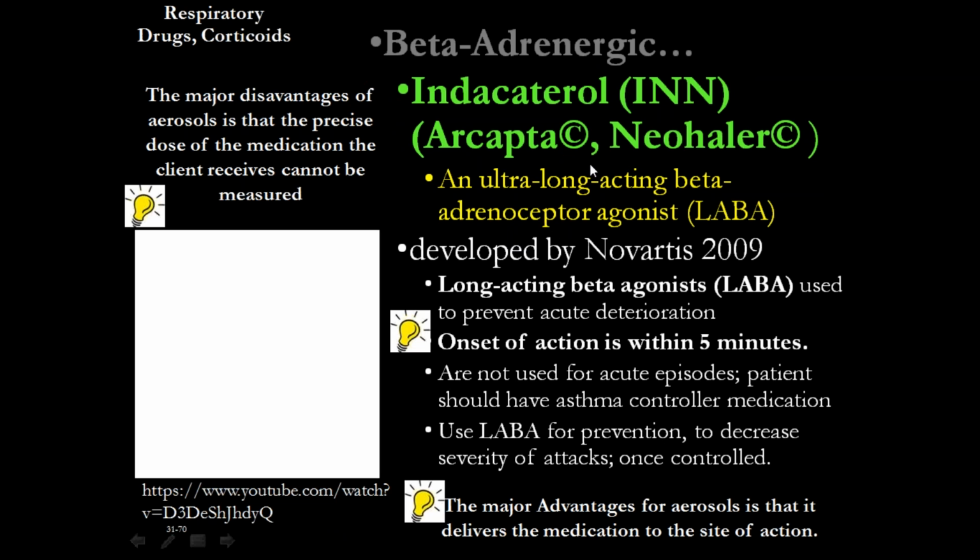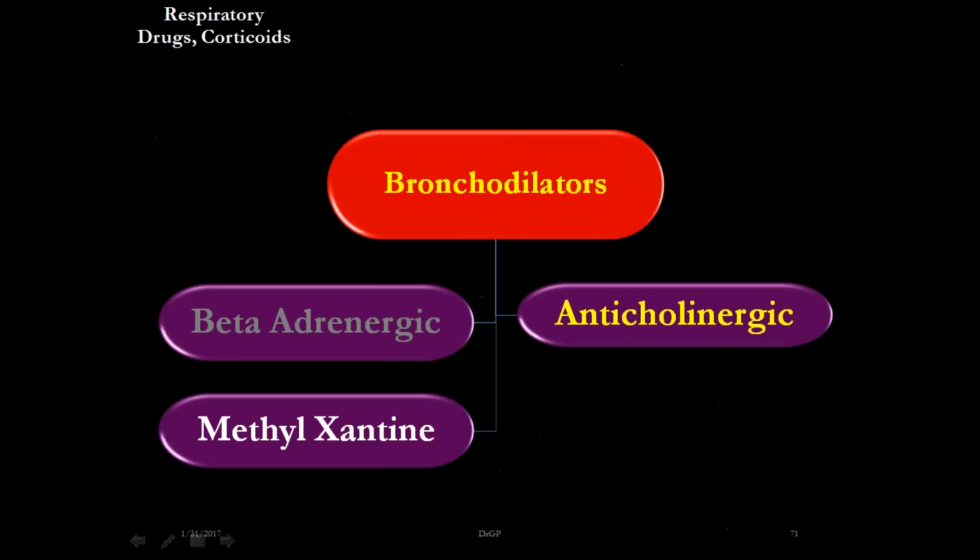Beta-adrenergic: indacaterol, that is what I want to go here. Indacaterol is going to be a bronchodilator, the ultra-long-acting beta-adrenergic agonist, LABA. That is indacaterol. Okay, so that has been introduced since 2009. Yes, 2009.